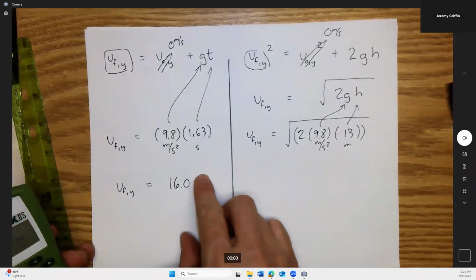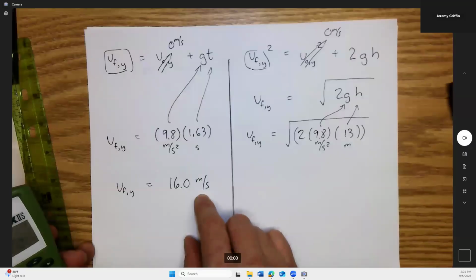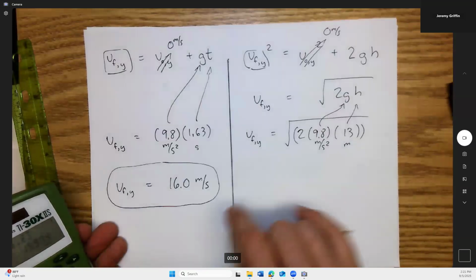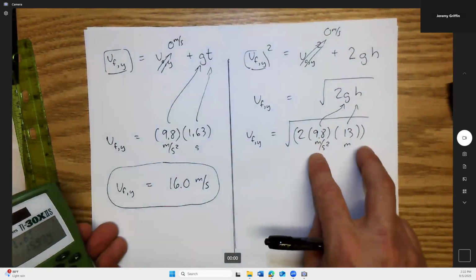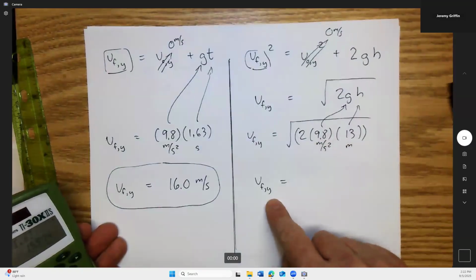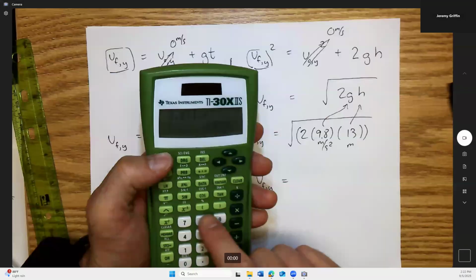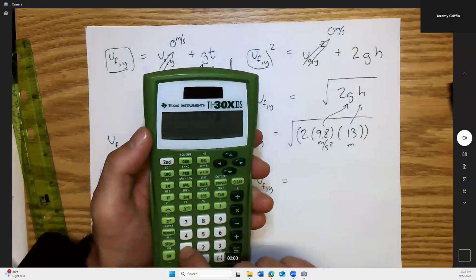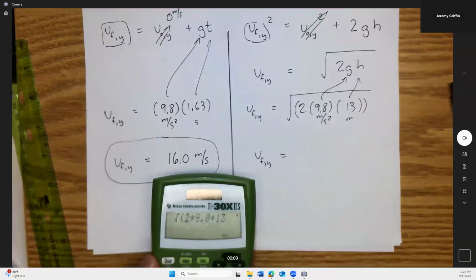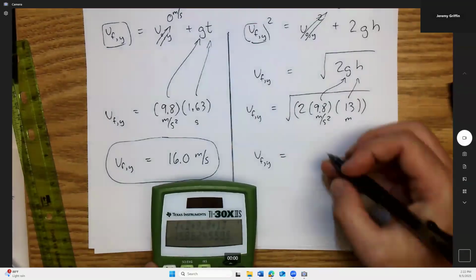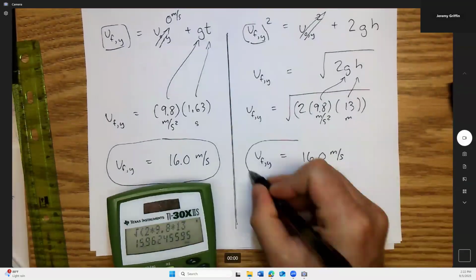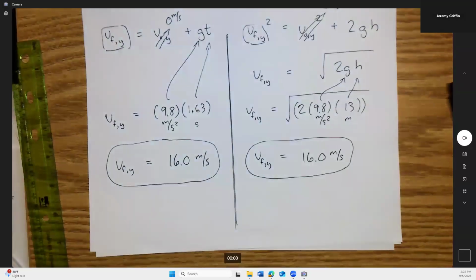I should have asked you guys, 16 what? But you would have said meters per second because we're talking about a velocity. So it should be 16 meters per second. What about the cliff height version? Final velocity in the y direction, keep in mind, this is only in the y direction. So what's the square root of 2 times 9.8 times 13? Guys, when I hit enter, my calculator better say what? 16 meters per second. It's the same thing. There's more than one way to get that.